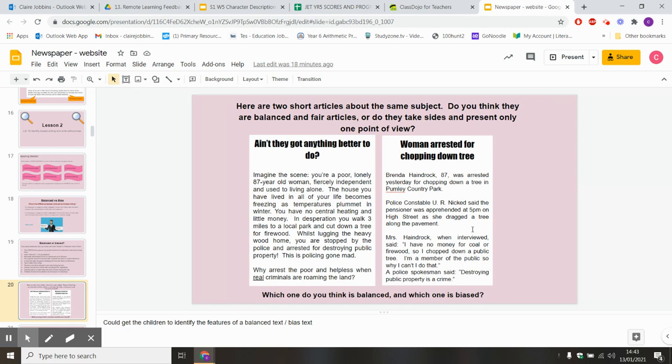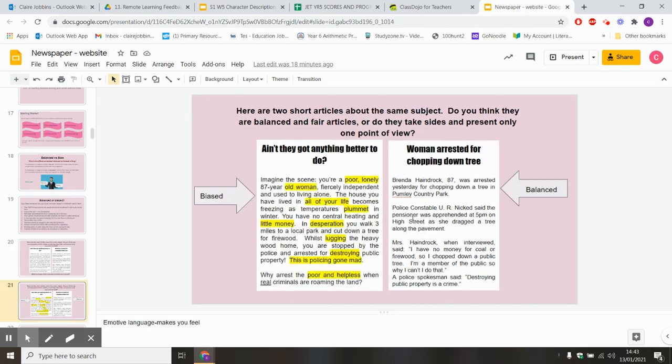Hello and welcome back. You should have written on your piece of paper which one out of the two you think is balanced and which one is biased, or whether they are both balanced or both biased. And you should have provided information using your P, your point, evidence and explanation. Evidence meaning taking points from the text to support your points and then explaining why you think that means they're balanced or biased. Let's have a look at the answers.